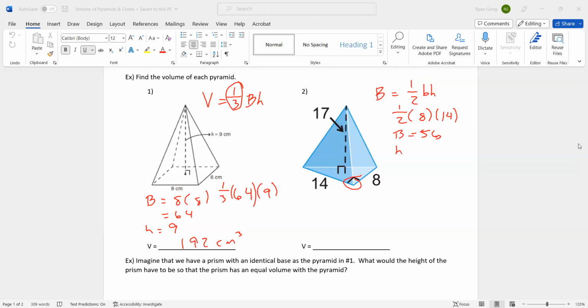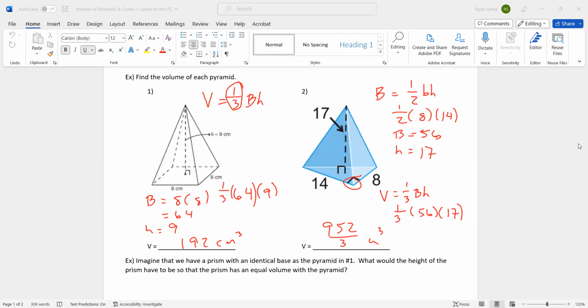The height, again, I gave it to you here, was 17. So now I just have to do 1/3 area of the base times the height. The area of the base, again, was 56. Height was 17. So 56 times 17 divided by 3. I don't get a good number, so I'm going to leave it as an improper fraction, which would be 952/3. And that would be units cubed.